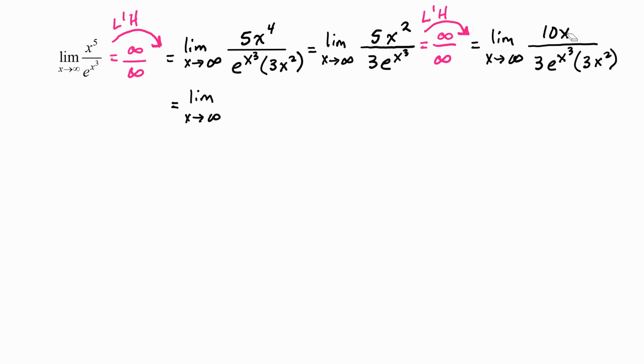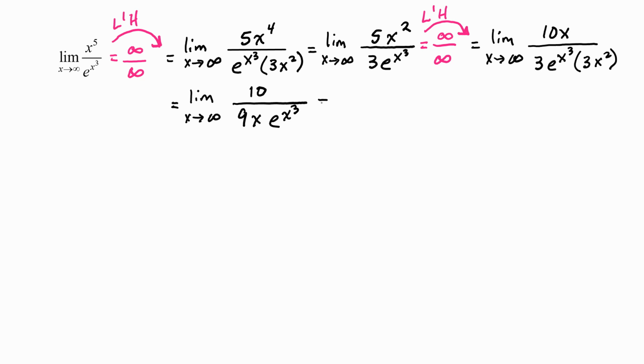The x in the numerator will cancel one of the x squareds in the denominator, so we will just have 10 left in the numerator. In the denominator, we will have 9x times e to the x cubed.